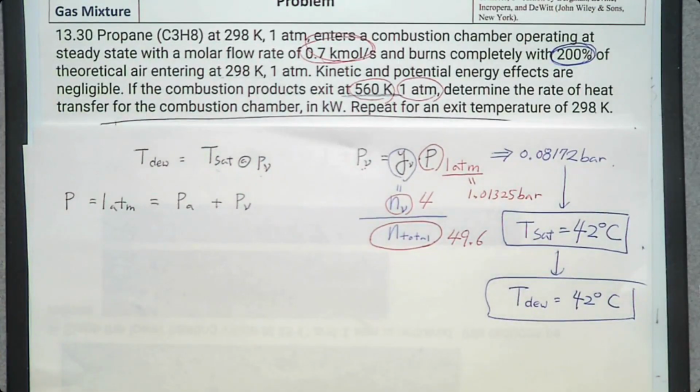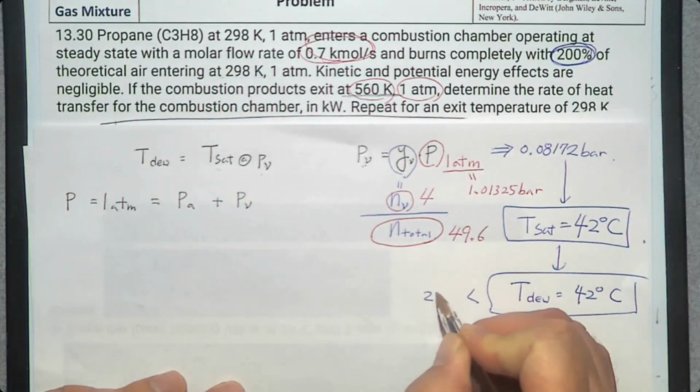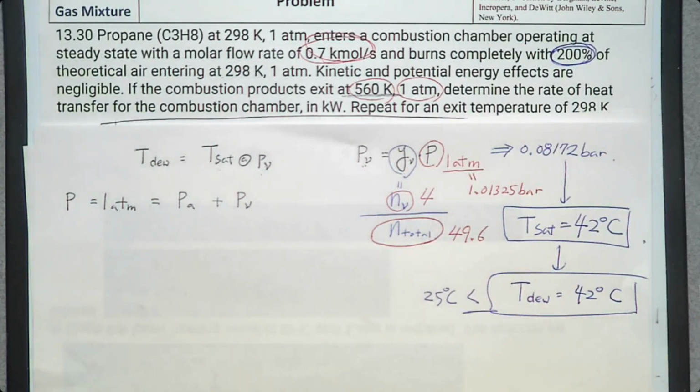Okay, now we determined the dew point temperature. What is the temperature at the exit? 25 degrees Celsius. So compared to this 42, 25 degrees Celsius is less than this one. So is there condensation? Yes, there is. So now we need to determine one more thing. There's a condensation, but how much condensation? Out of 4.